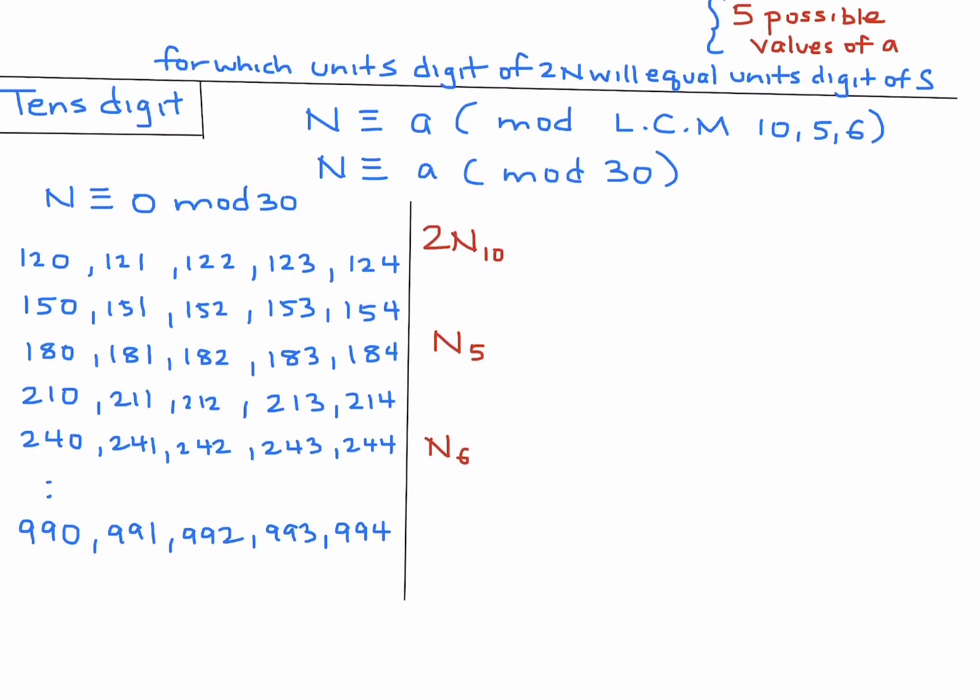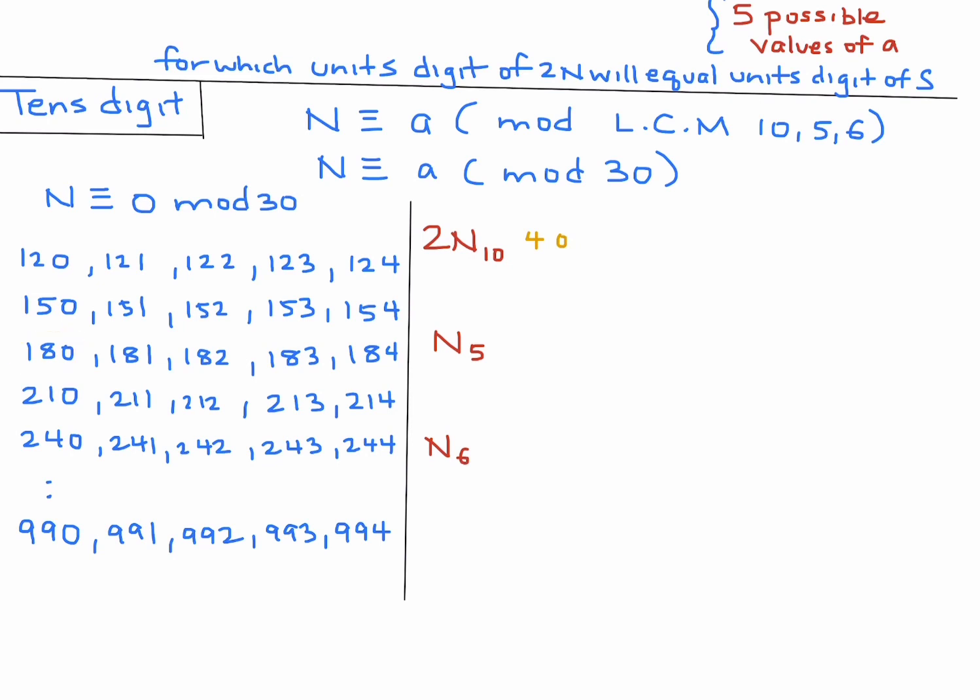And we can start, of course, with these numbers right here in this column. So 120, if you multiplied it by 2, because we're looking at 2n, is 240. 240, the tens digit, obviously, is 4. So I'll put the 4 right there. And then I look at the next one, 150, but that's n multiplied by 2, I get 300. And 300, the tens digit, is 0.